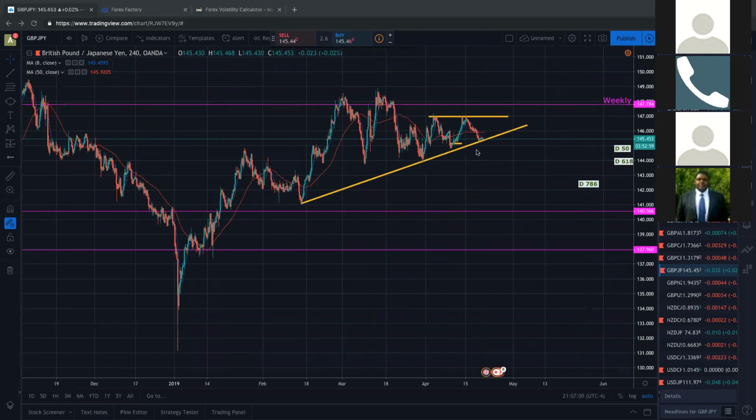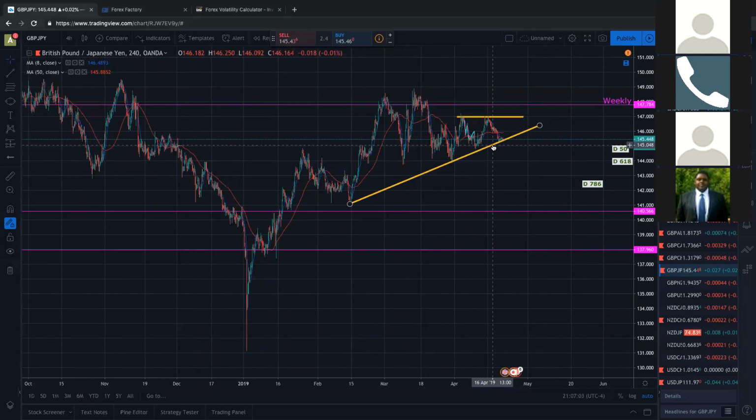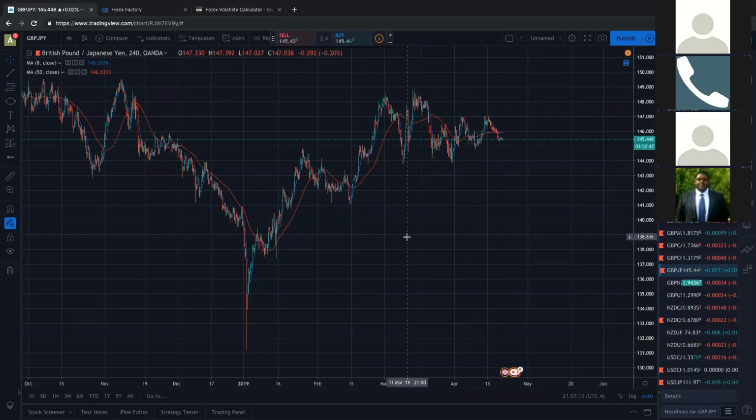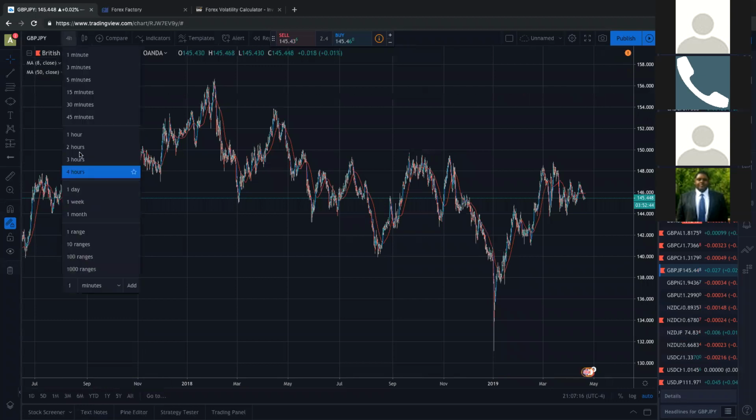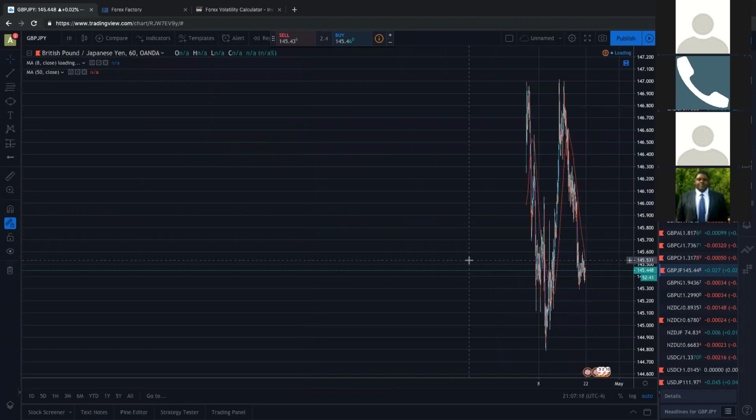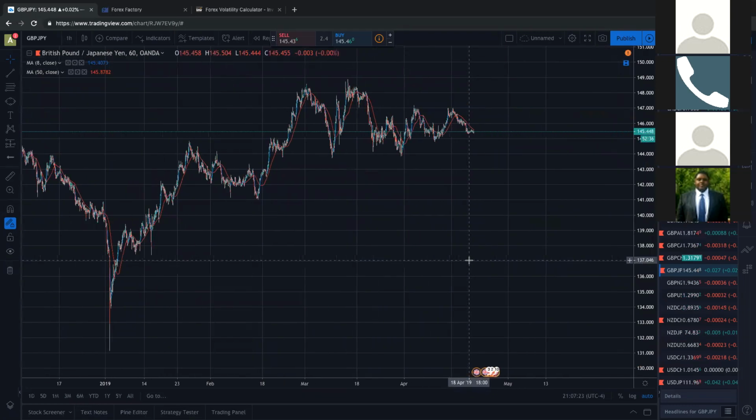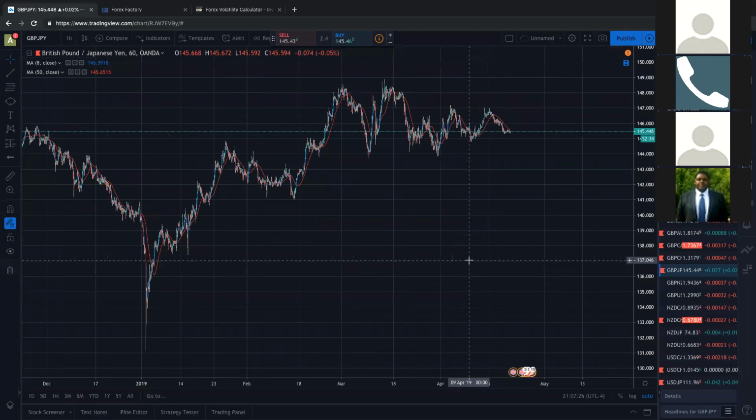So right now I have all my levels drawn up, but I'm going to go ahead and erase these levels so we can start fresh. All right. So say you're just looking at the 1 hour, okay? We're looking at just a completely fresh chart. Nothing's here. The first thing you want to do when looking at this, if you're telling yourself, all right, I want to trade this pair this week, right?